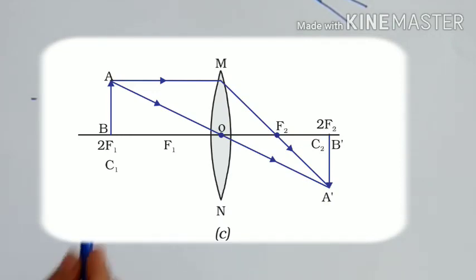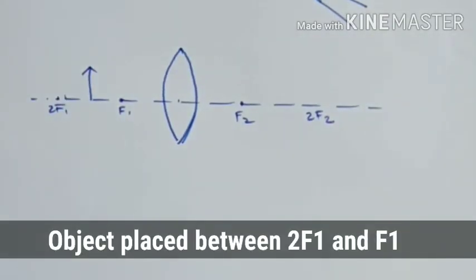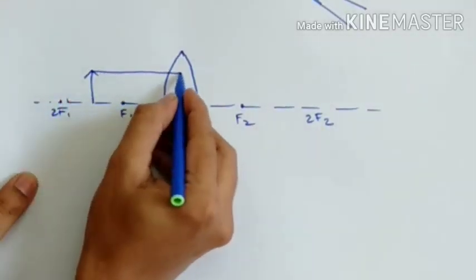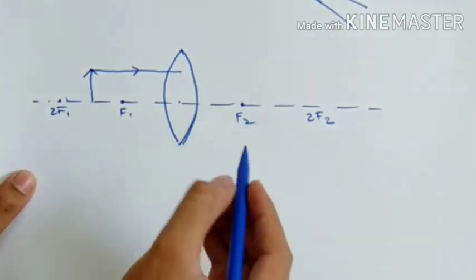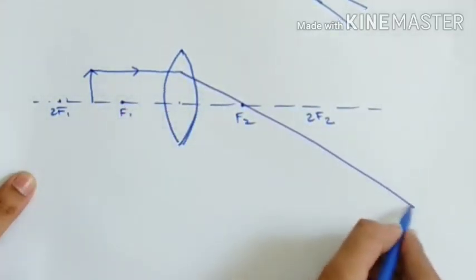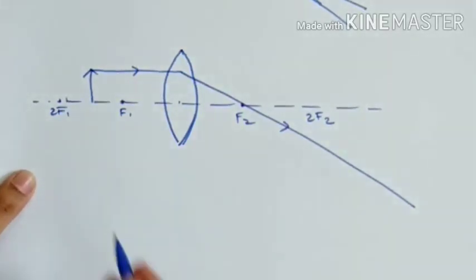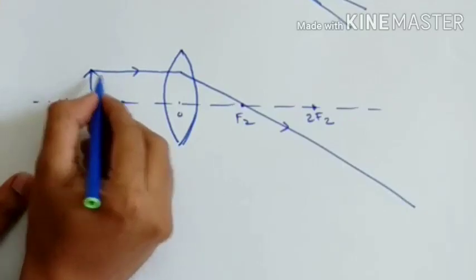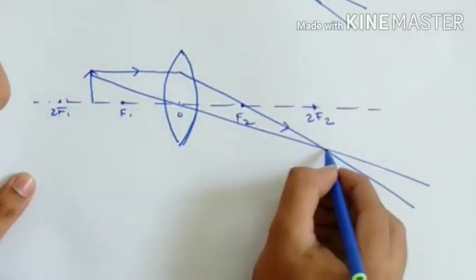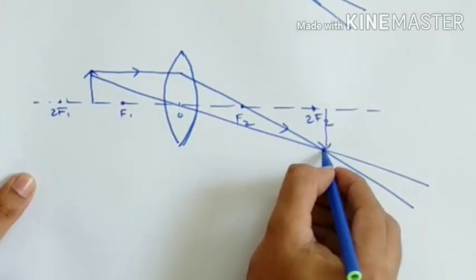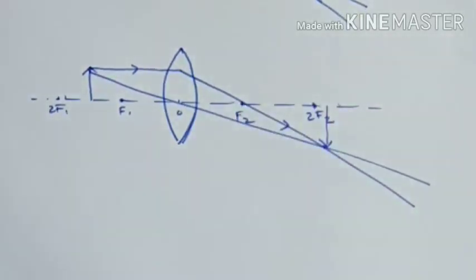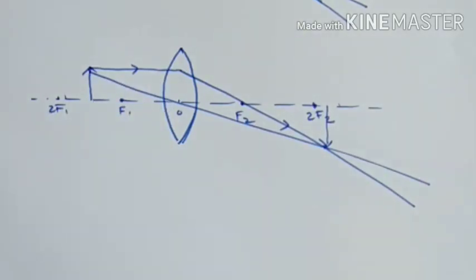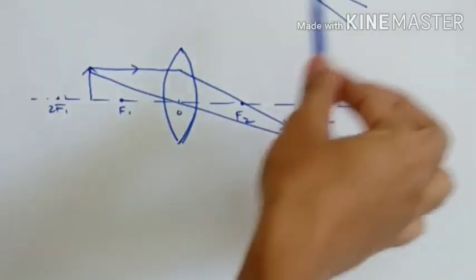Fourth case, when the object is between F1 and 2F1. Again, as usual, the first ray we draw parallel to the principal axis. After refraction, it will pass through F2, so it will go like this. The next ray we are going to draw going through the optical center. When it goes through the optical center, we see that they intersect over here and we get the image beyond 2F2. So if the object is placed between F1 and 2F1, the image is formed beyond 2F2.